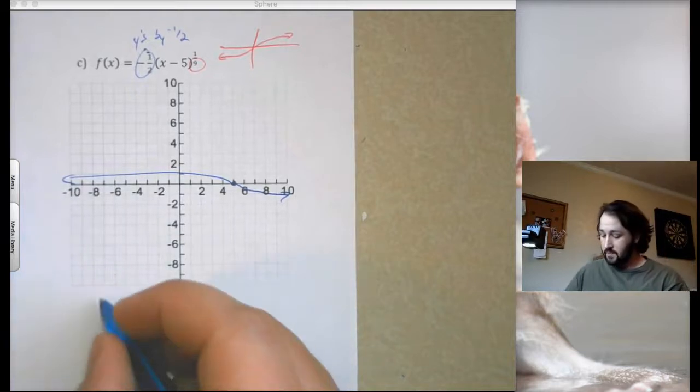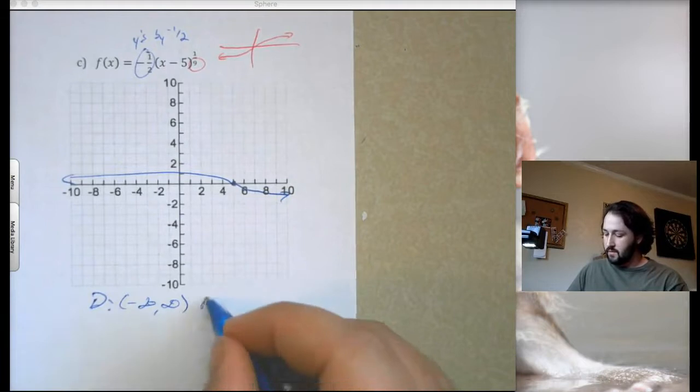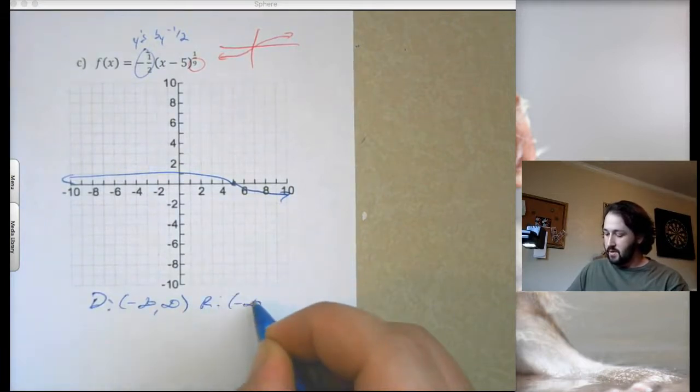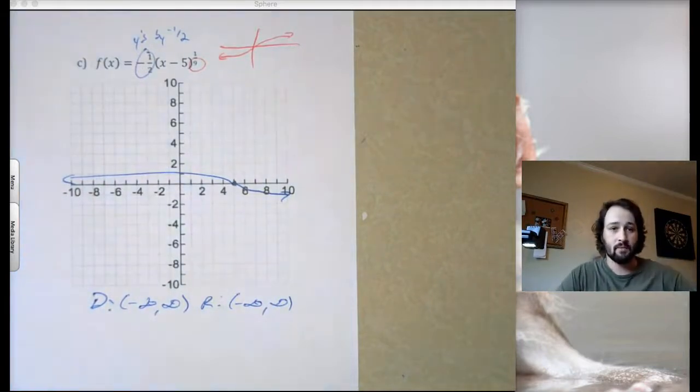All right, so now for the domain, negative infinity to infinity, going left and right forever. For the range, up and down forever. Even though it's really compressed, it's still going up and down forever.